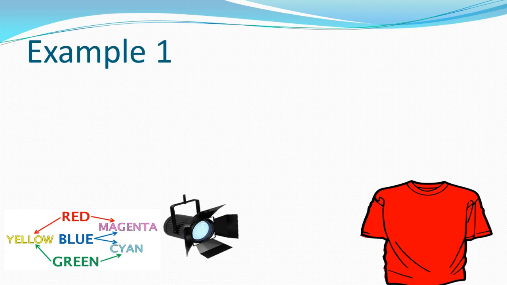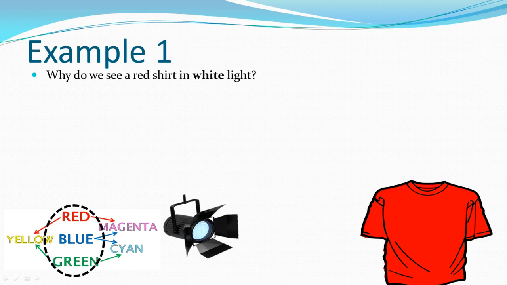Let's try a couple examples. It helps to write out your color chart. RGB down the middle, R and B make M, magenta, B and G make C, cyan, R and G make Y, yellow. Write it out each time or have it on a reference piece of paper. So in this example, why do we see a red shirt in white light?